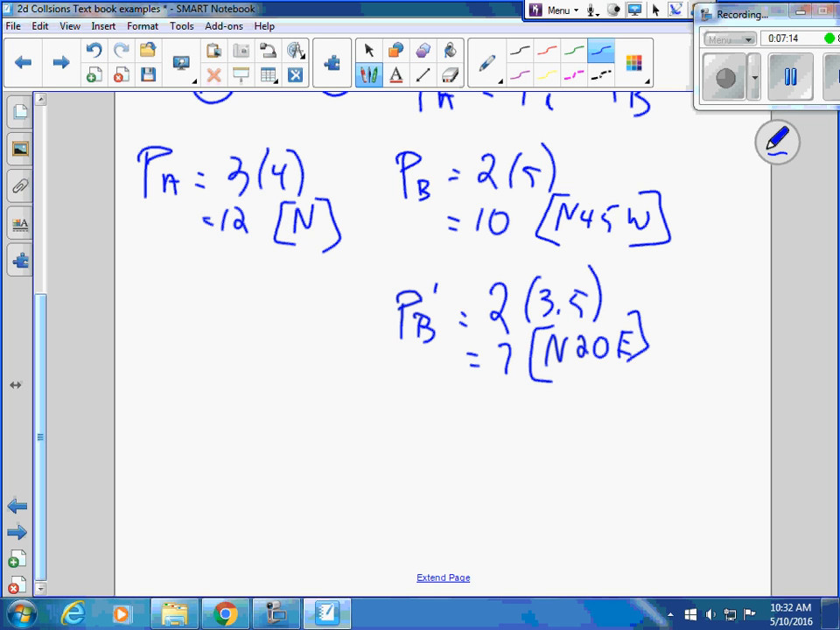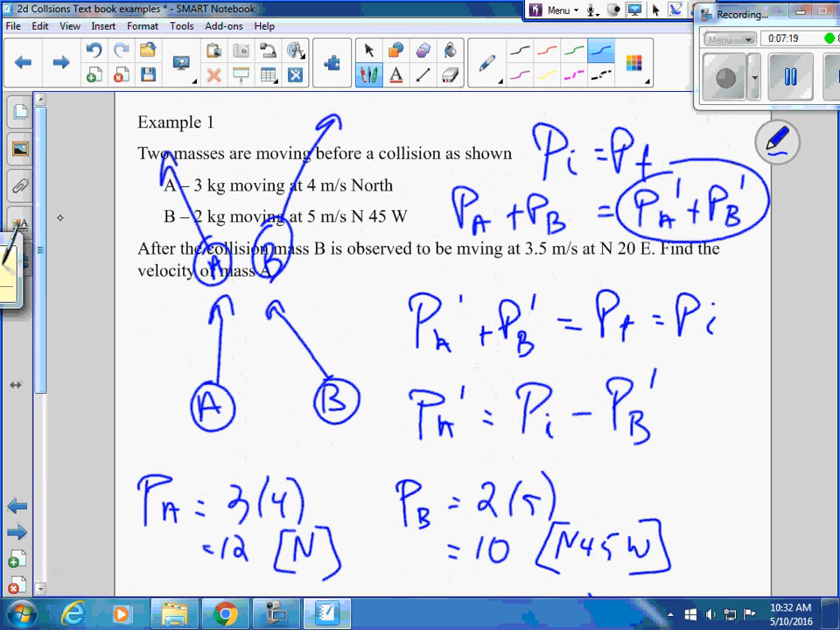Got it? Good? Okay, so let's go back to this setup that we had here. I need to know PA prime, which is what I'm trying to solve for. That's the missing space down there, right? It's PI minus PB prime. The initial one is, so I have to add A and B together, right? This PI is A and B together. So let's do that first.